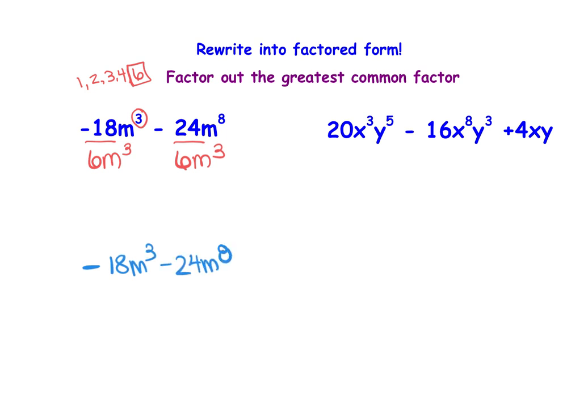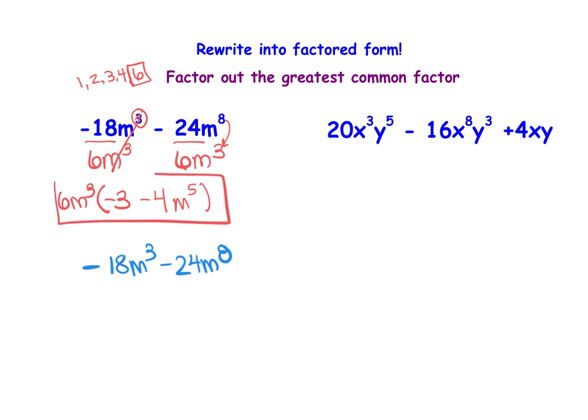So the first way is they'll just factor out a regular 6 out in front. So they'll do 6m to the third, and they'll do negative 18 divided by 6 is a negative 3, and say the m's cancel out. And then they'll do negative 24 divided by 6 is negative 4, and then 8 minus 3 gives us m to the fifth. And so this is one way your answer could be written.